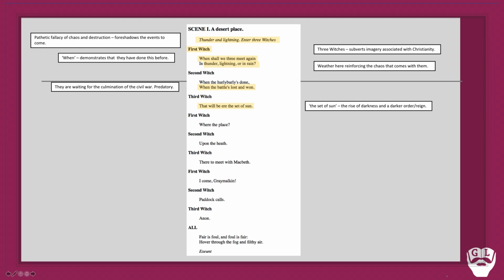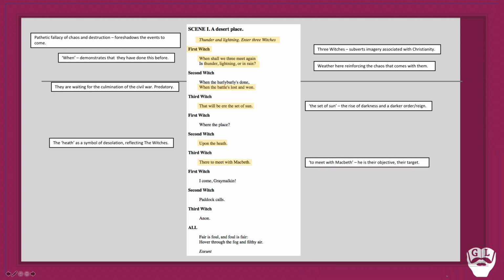First witch is then heard to say, "Where the place?" Second witch then says, "Upon the heath." The heath is an area of wilderness, of desolation. Again, the setting matches the witches' intent, that the witches are characters of evil. And then the third witch says, "There to meet with Macbeth." Macbeth is the objective, Macbeth is their target.